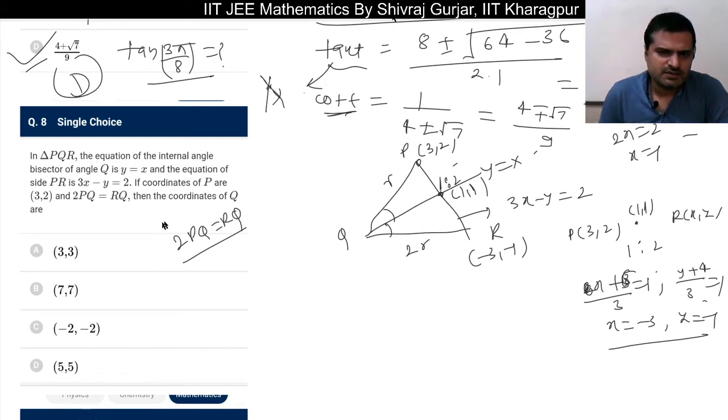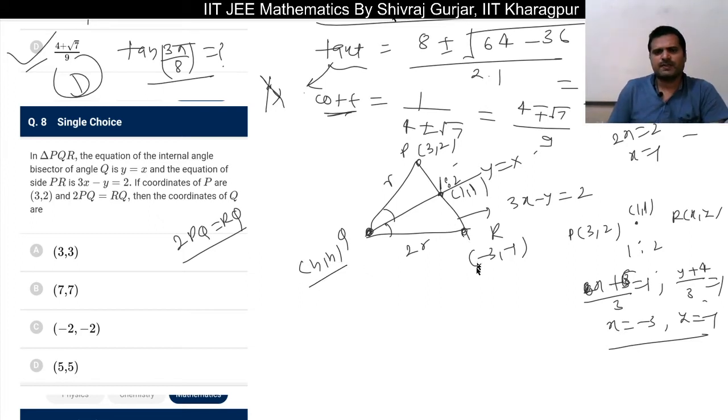Then the coordinates of Q are asked. Obviously this point will lie on this line y equals x. So the coordinates of Q will be in the form (h, h). We know this is the equation of side PR, and these two coordinates we know. What will the coordinates of Q be? That is what we asked.